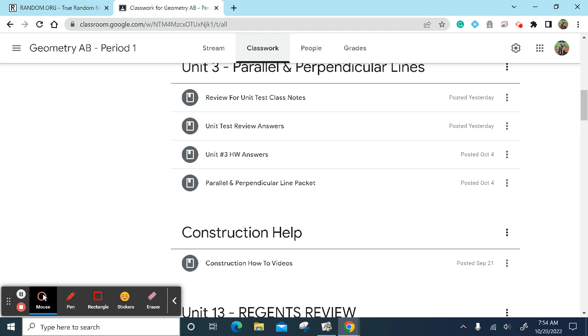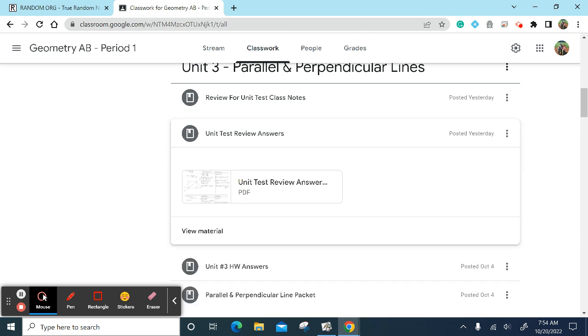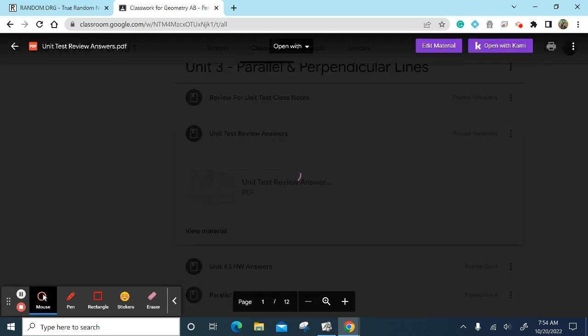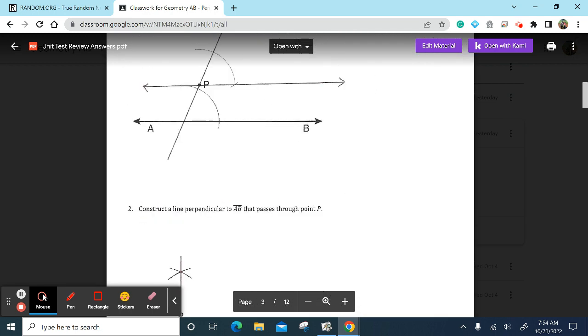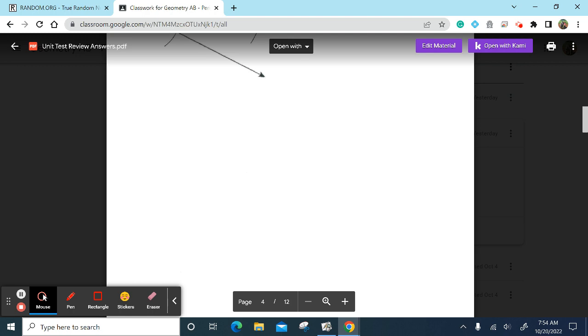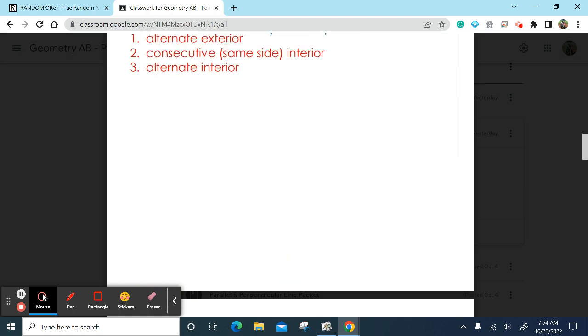Unit test review answers. So it's a separate tab up here. Okay. So all these answers are up on Classroom under a separate tab. Here's the packet answers. And then you keep scrolling along. And I believe, yep, there are the book answers right there.